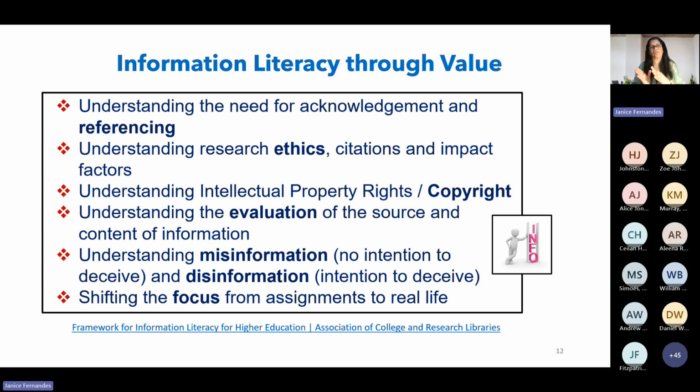And slowly I'm shifting the focus from assignments to real life, because information literacy is lifelong learning. And if you have learned to evaluate before you consume information, then that's a skill that you're going to be using all through life.